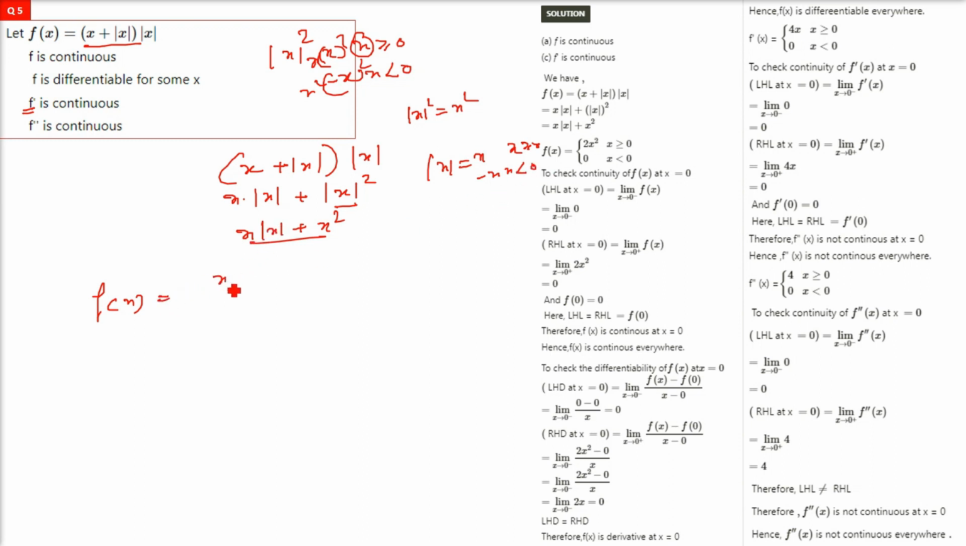So we'll write it here: x into, when x is greater than or equal to 0, this modulus x will be positive x. When x is less than 0, it is going to be negative x. So just replace this modulus x by negative x, okay?